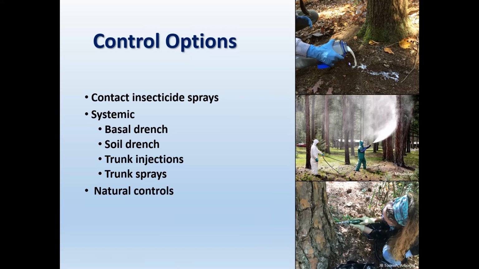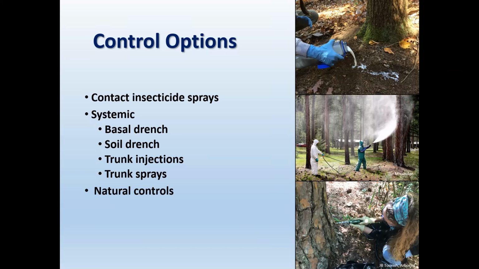So that would be a contact insecticide spray. The next option would be a systemic spray, and those are systemic treatments. And that's an insecticide that is taken into the plant and is translocated or moved within the plant to where the insect is feeding. And those can be applied by multiple different methods. Basal drench, and that's pictured up at the top of the screen where a solution is being poured around the base of a hemlock tree in this case.